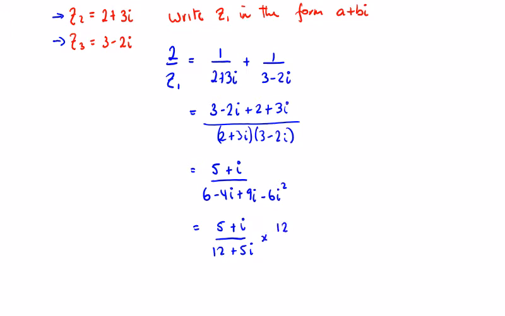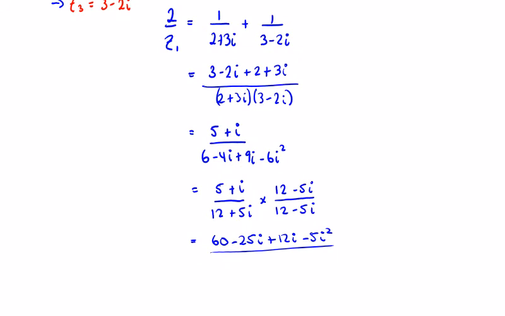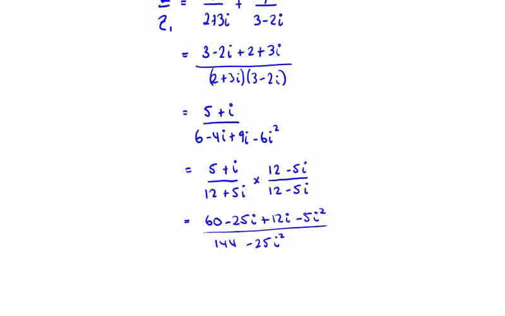rid of the i on the bottom. So let's multiply by 12 minus 5i over 12 minus 5i. And that's going to give us on top 60 minus 25i plus 12i minus 5i squared. And on the bottom, it's like the difference of two squares. We're going to get 144 minus 25i squared. The middle terms cancel, and that's why we have multiplied by the conjugate.